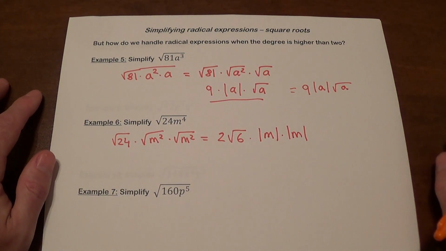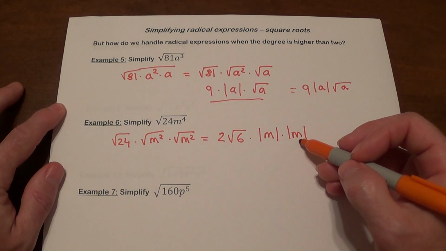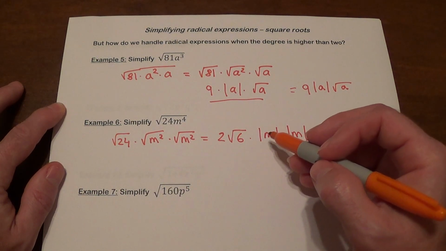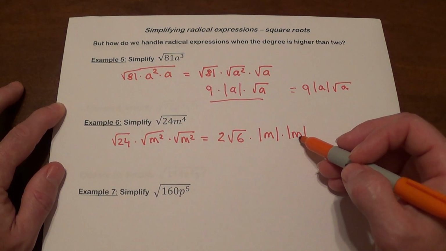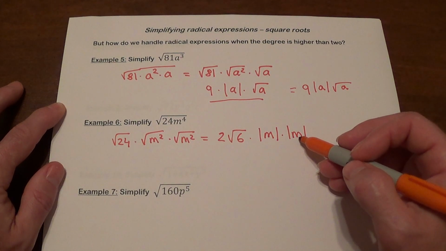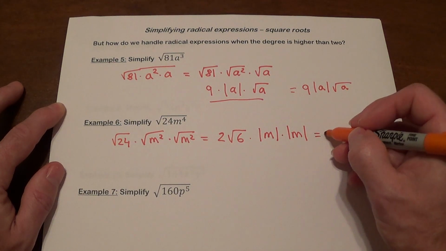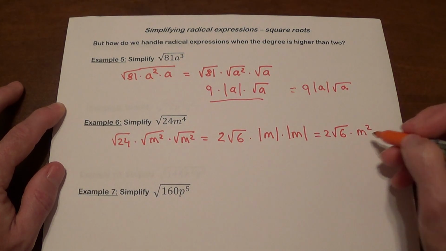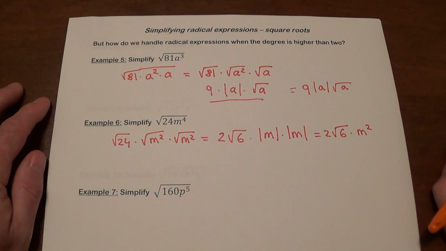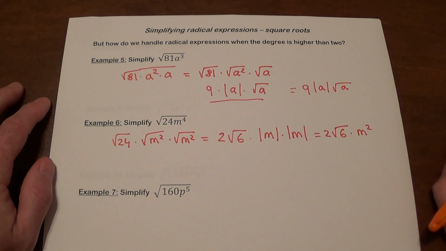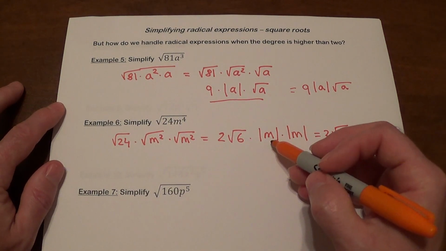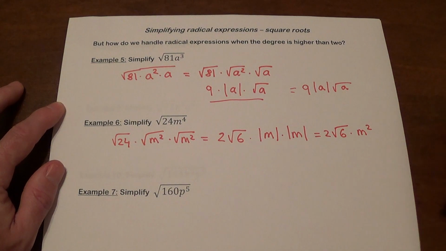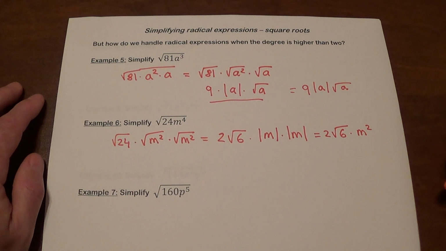But here's the thing here. You don't need to leave it like that, because this is a positive number, this is a positive number. When you multiply a number times itself, you will always get a positive result. So this here can simply combine to m squared, and you'll no longer need to write the absolute value sign. Okay, because m squared, regardless of what m is going to be, is positive, or 0 if m is 0.